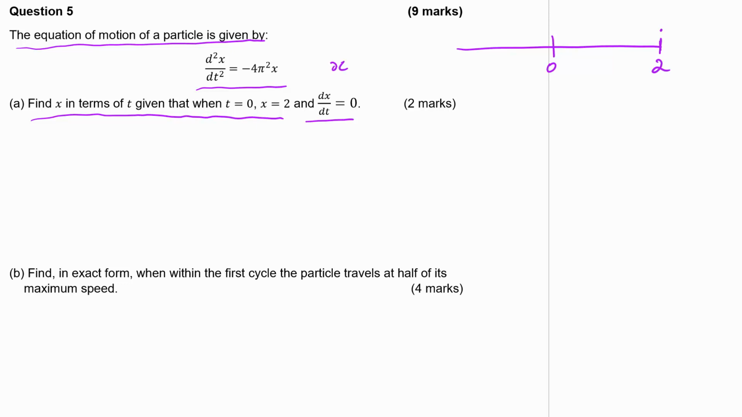Now, we know that x double dot is equal to -n²x. So from here, we can recognize that n is 2π. From here, we recognize the amplitude is 2. And starting at the end, I normally go with a cos. So I'm going to go with 2 cos 2πt.